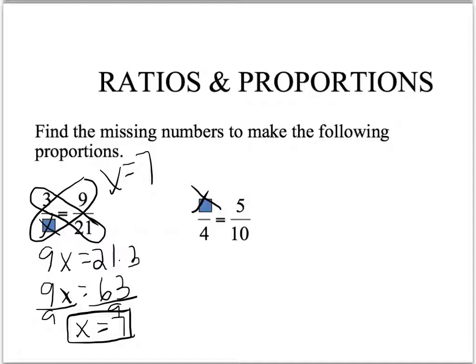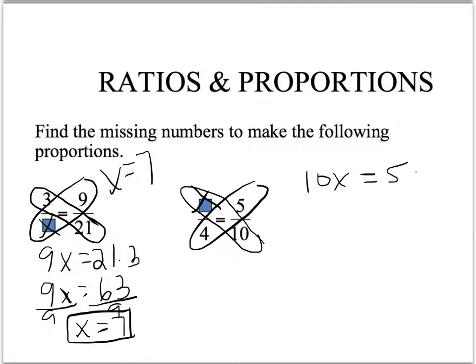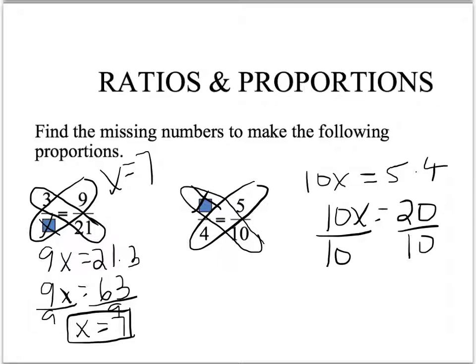So in this one I see that 4 times 2 will give me 8, but not 10. So this might be a decimal, so I'm going to have to use cross multiplication here. So 10 times x is equal to 5 times 4. Okay, so now I have 10x equals 20, and I'm going to divide 10 on both sides. Okay, so now I have x is equal to 2.